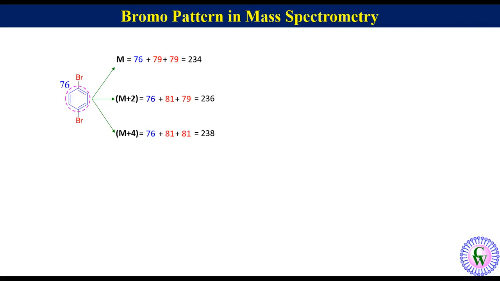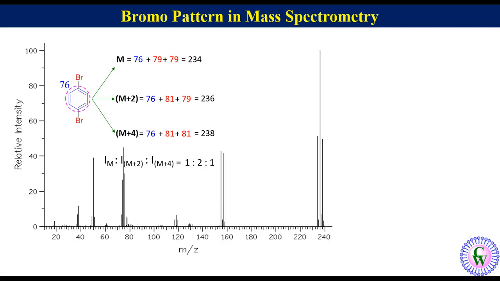The intensity ratio of M to M plus 2 and M plus 4 peaks will be 1 is to 2 is to 1. This is the mass spectrum of 1,4-dibromobenzene. These are the M, M plus 2 and M plus 4 peaks with m/z 234, 236 and 238, with the intensity ratio of 1 is to 2 is to 1.